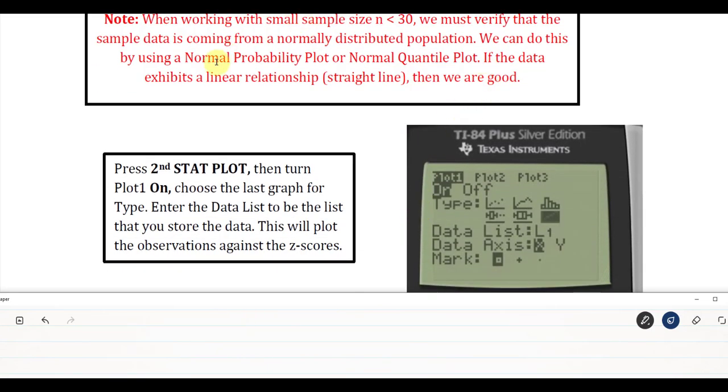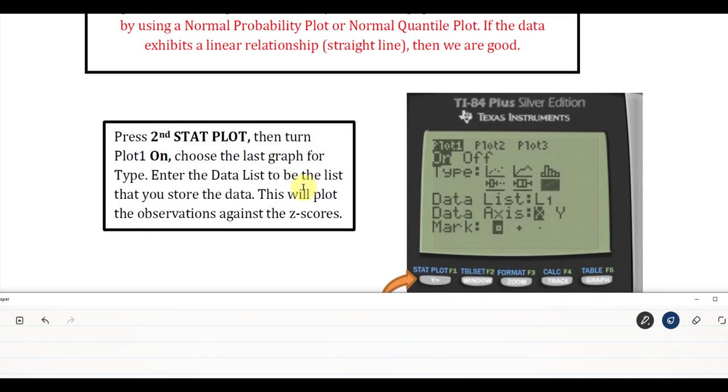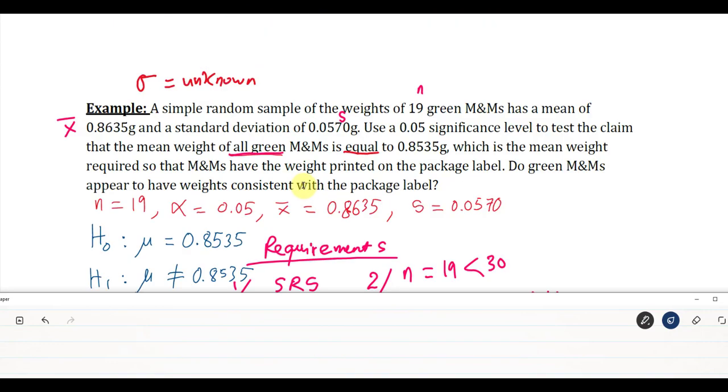And in order to check for the normal probability plot, we use the second stat plot. Then we use the last option here, and then just plot the data that is given for you. We will go over that example in the next few problems.